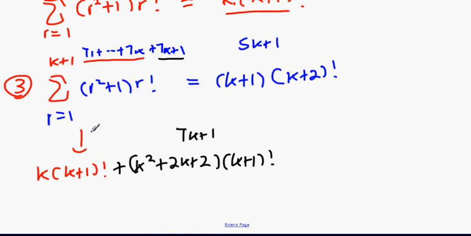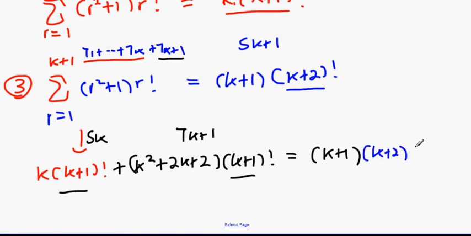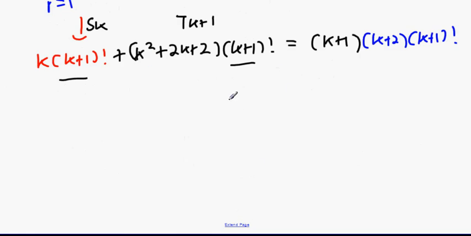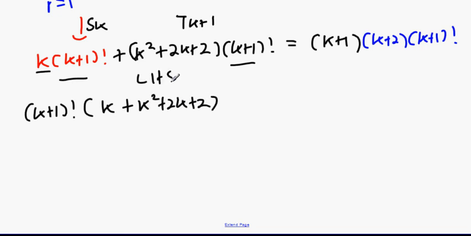This here represents S of k. Then we're going to have k plus 1. Now see the way everything is in terms of k plus 1 factorial. I'm going to change this here. K plus 2 factorial is going to get changed to k plus 2 times k plus 1 factorial. Now we look at both sides and factorize. We get k plus 1 factorial into k, this part here, plus k squared plus 2k plus 2. We're just taking the left hand side only. Then we end up with k plus 1 factorial into k squared plus 3k plus 2.